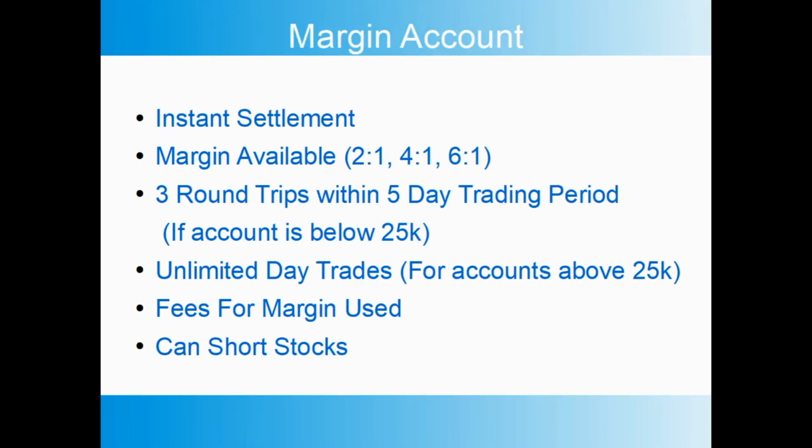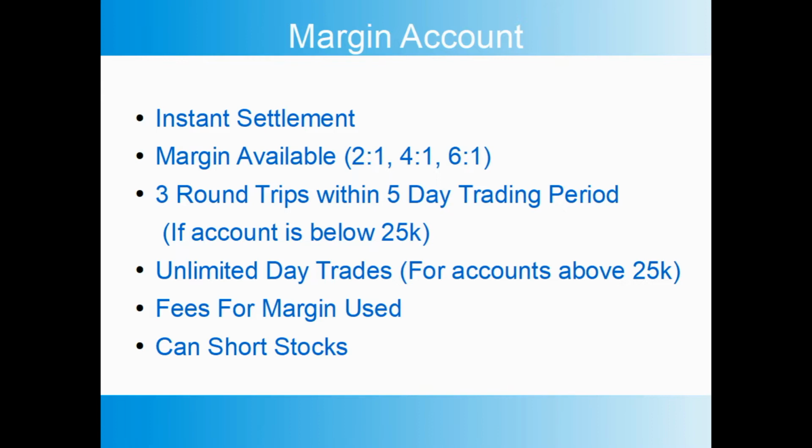Now, looking at the margin account, your funds will settle instantly. You have margin available, and depending on your brokerage account, you could get a 2-to-1 margin, 4-to-1 margin, and some brokerage accounts give you even a 6-to-1 margin. However, you do have to have a minimum of $2,000 in the account before you get margin available. So if you have $2,000, they'll give you another $2,000. So then you have a total of $4,000 that you can trade.